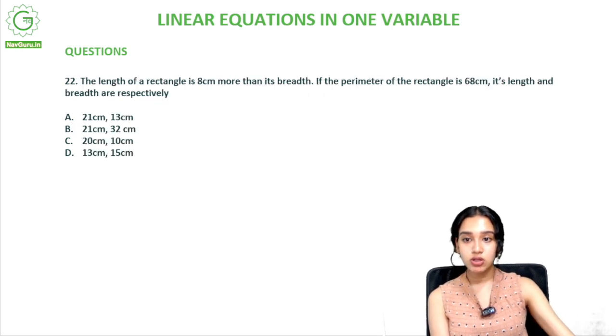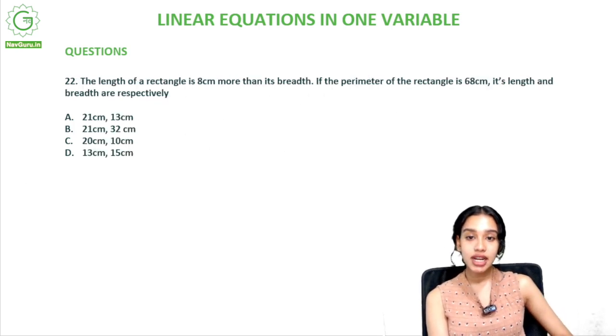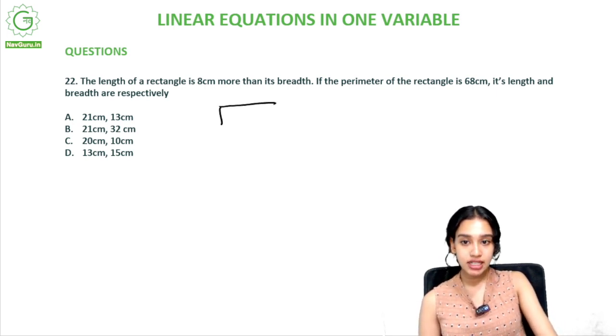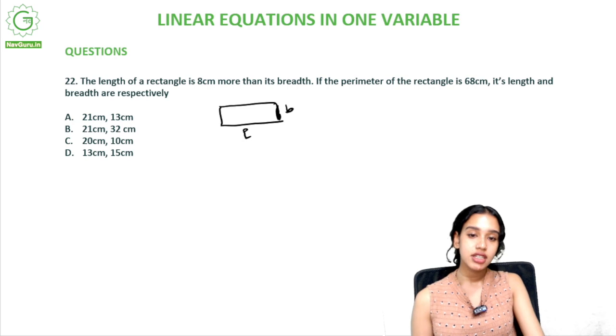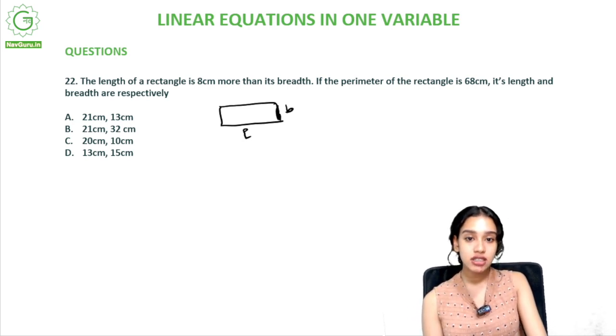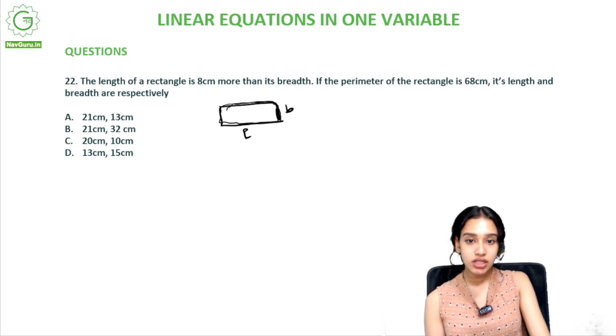Now let's move on to the next question. The length of a rectangle is 8 cm more than its breadth. If the perimeter of the rectangle is 68 cm, its length and breadth are respectively. So we have a rectangle here, right? So this is the length of the rectangle, this is the breadth of the rectangle, right? So what is the perimeter of the rectangle? The total path of the rectangle, right?